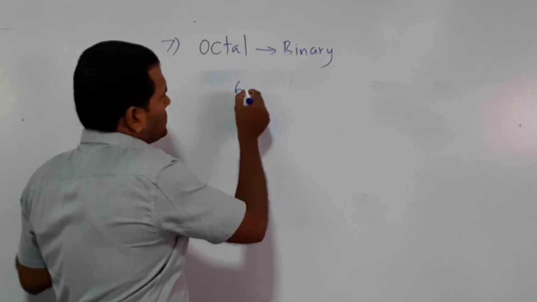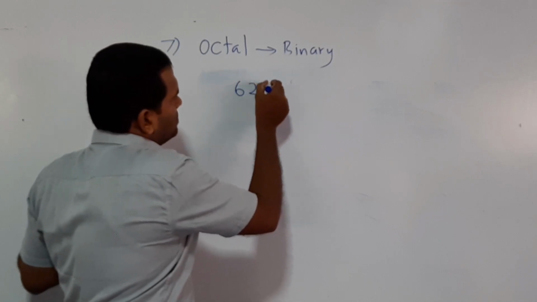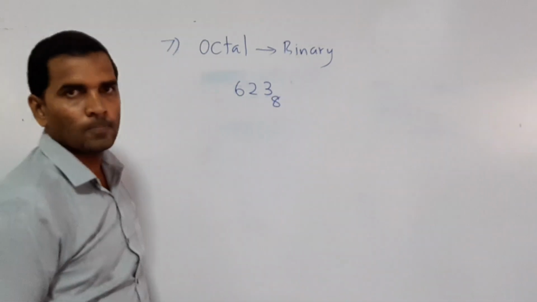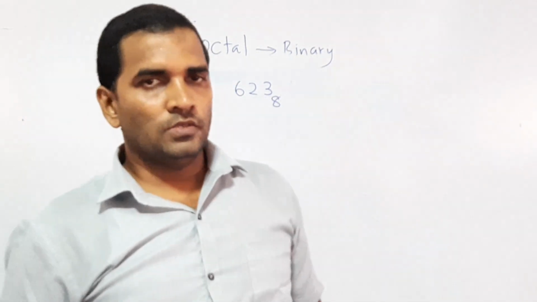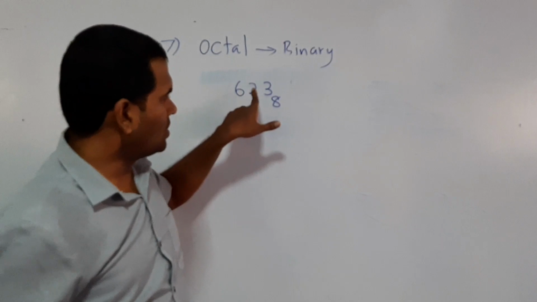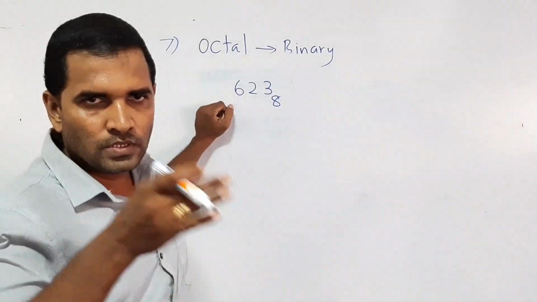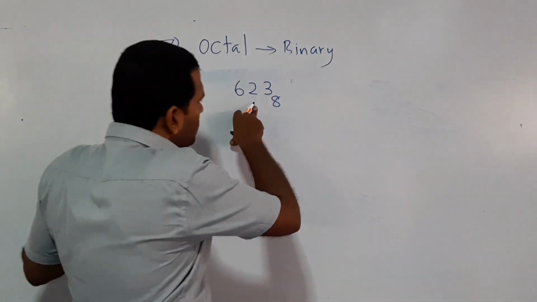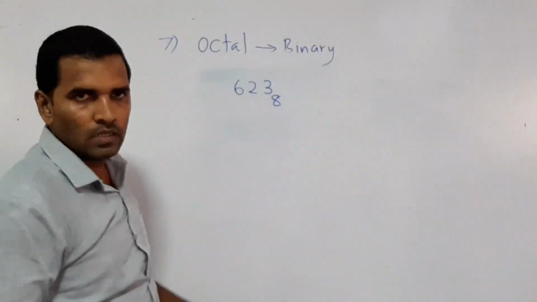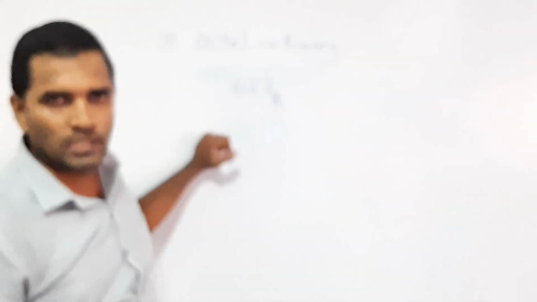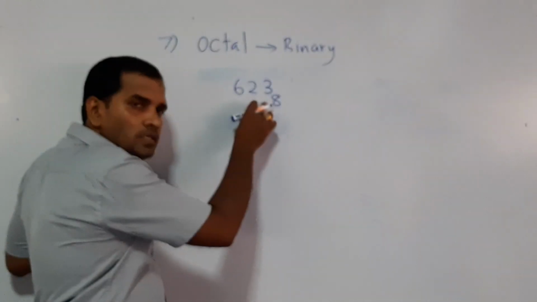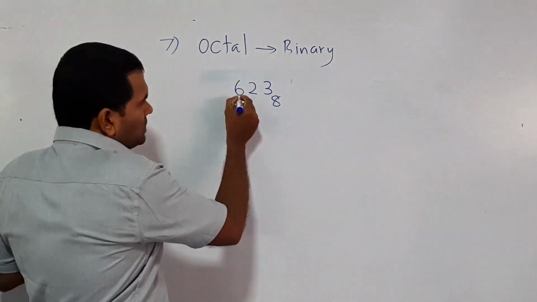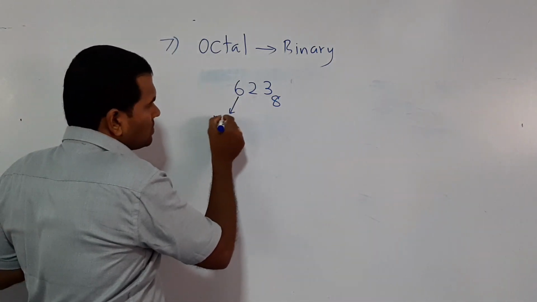So look here, 6, 2, 3, base 8. Check the digits 6, 2, 3. All these 3 digits are valid octal digits. So now we have to convert this into binary. Hope you remember the method. We have 3 digits. Every digit needs 3 bits. So this 6 needs 3 bits.